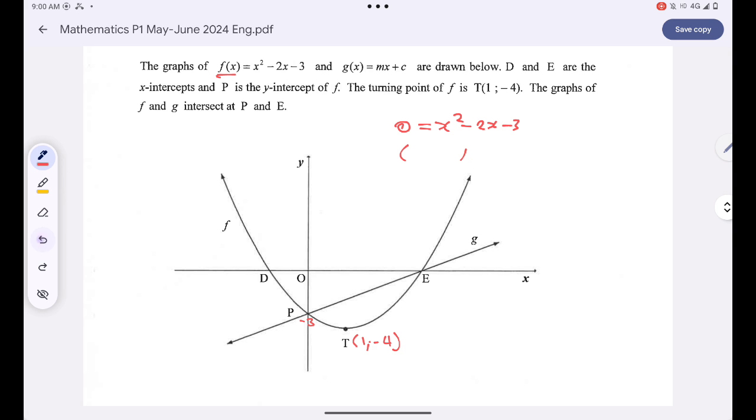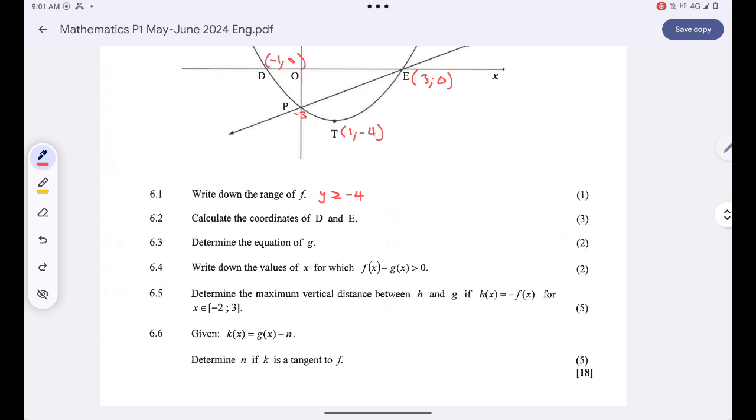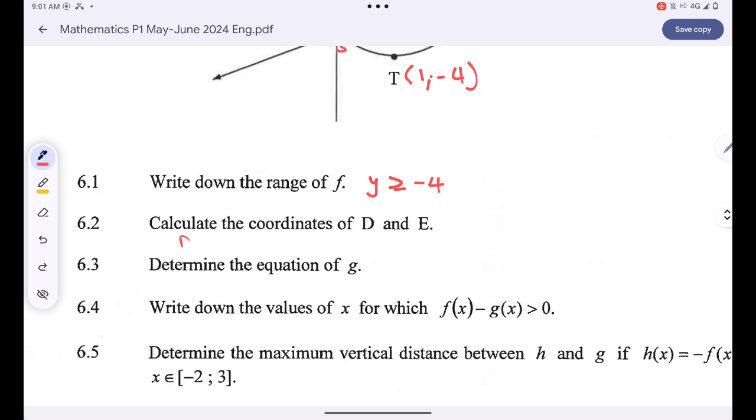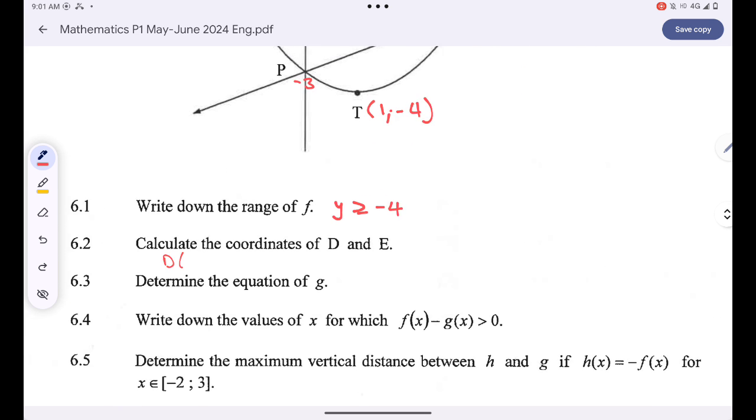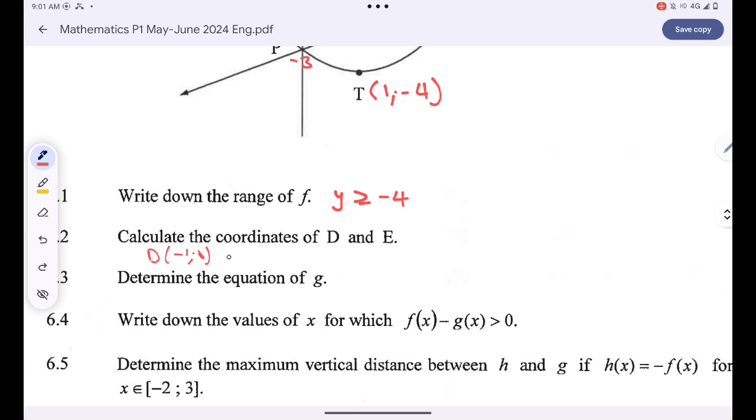And then I can simply factorize. I want the factors of 3 that when I subtract will give me 2. That's x and x, and 3 and 1, minus and plus. And then x is equal to 3 or x is -1. So I now know that the coordinates of E are 3 and 0, and the coordinates of D are -1 and 0. D is (-1; 0) and E is (3; 0).